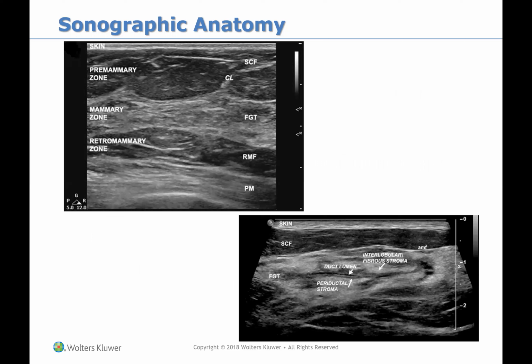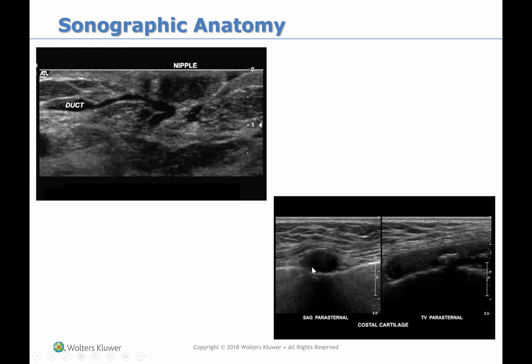Okay, so now that I said that, you can kind of see the skin is this reflective area. Then you have the pre-mammary zone, the mammary zone here, and the retromammary zone. And a lot of the times, if there is something, it's going to be in the pre-mammary or the mammary zone. In the mammary zone, you're going to see little ducts, and that's normal.